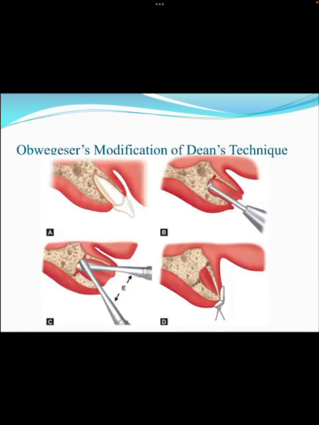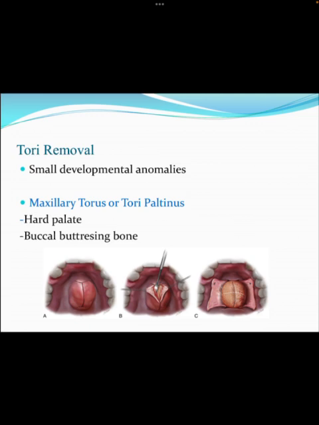In the Obwegeser modification of Dean's technique, in Dean's technique we reduce the interseptal bone, but in this modification, after extraction, we make a cut in the apical, palatal as well as labial bone with a specially designed burr, down fracture it using the elevator, compress the socket and suture it together. The bulkiness of that area is reduced and we get a well rounded ridge after the extraction.